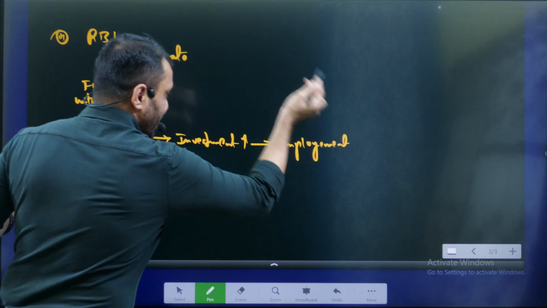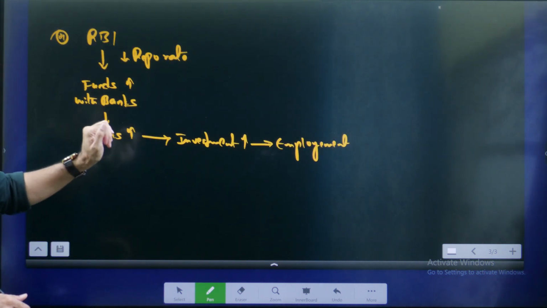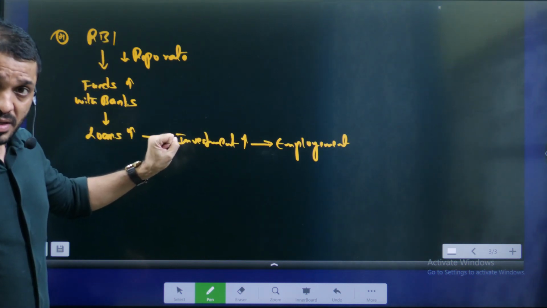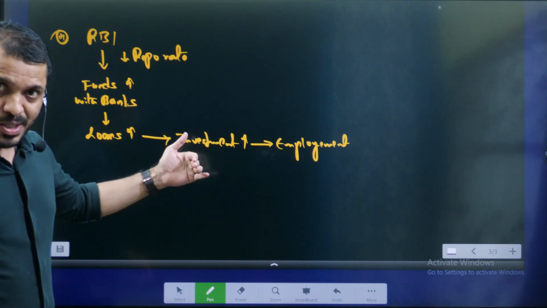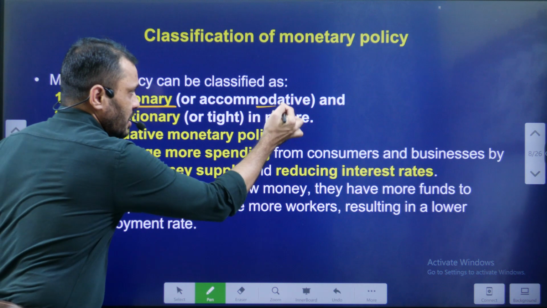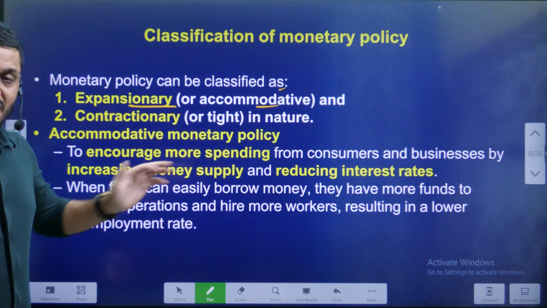This is how, when the economy is in recession, you can spur up the economy. So when money supply is less, this is the way the RBI will do. That means RBI will increase the money availability. That policy is known as, what is that policy? Expansionary policy.